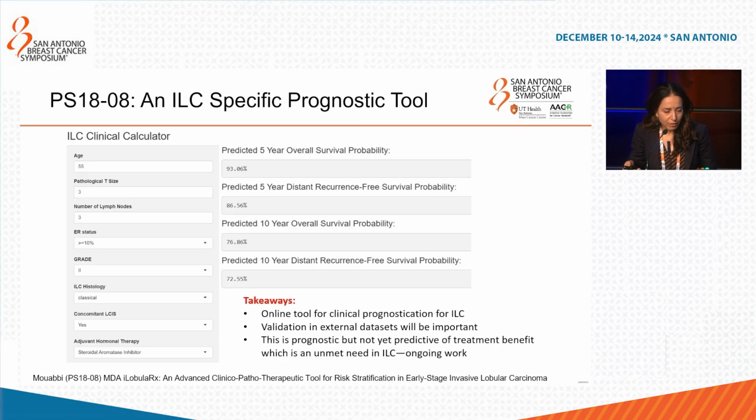The tool is actually available as a clinical calculator online and gives a 5-year and 10-year predicted overall survival and distant recurrence-free survival probability. This is an important step towards tailoring therapy for lobular breast cancer, and validation in external data sets, of course, will be needed. Right now, the tool is prognostic. We do need predictive tools because treatment selection is an unmet need for lobular breast cancer, and there is ongoing work further refining this model.